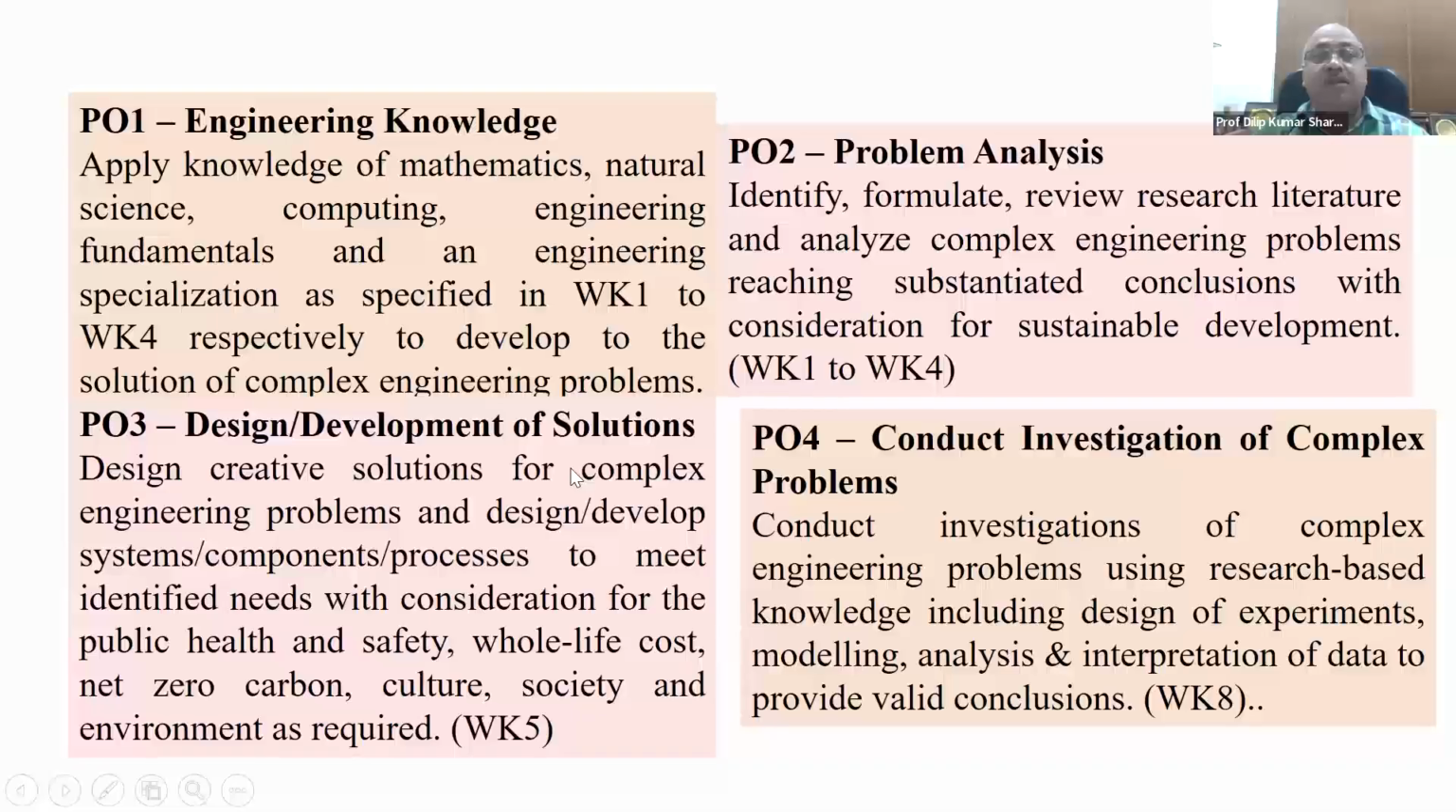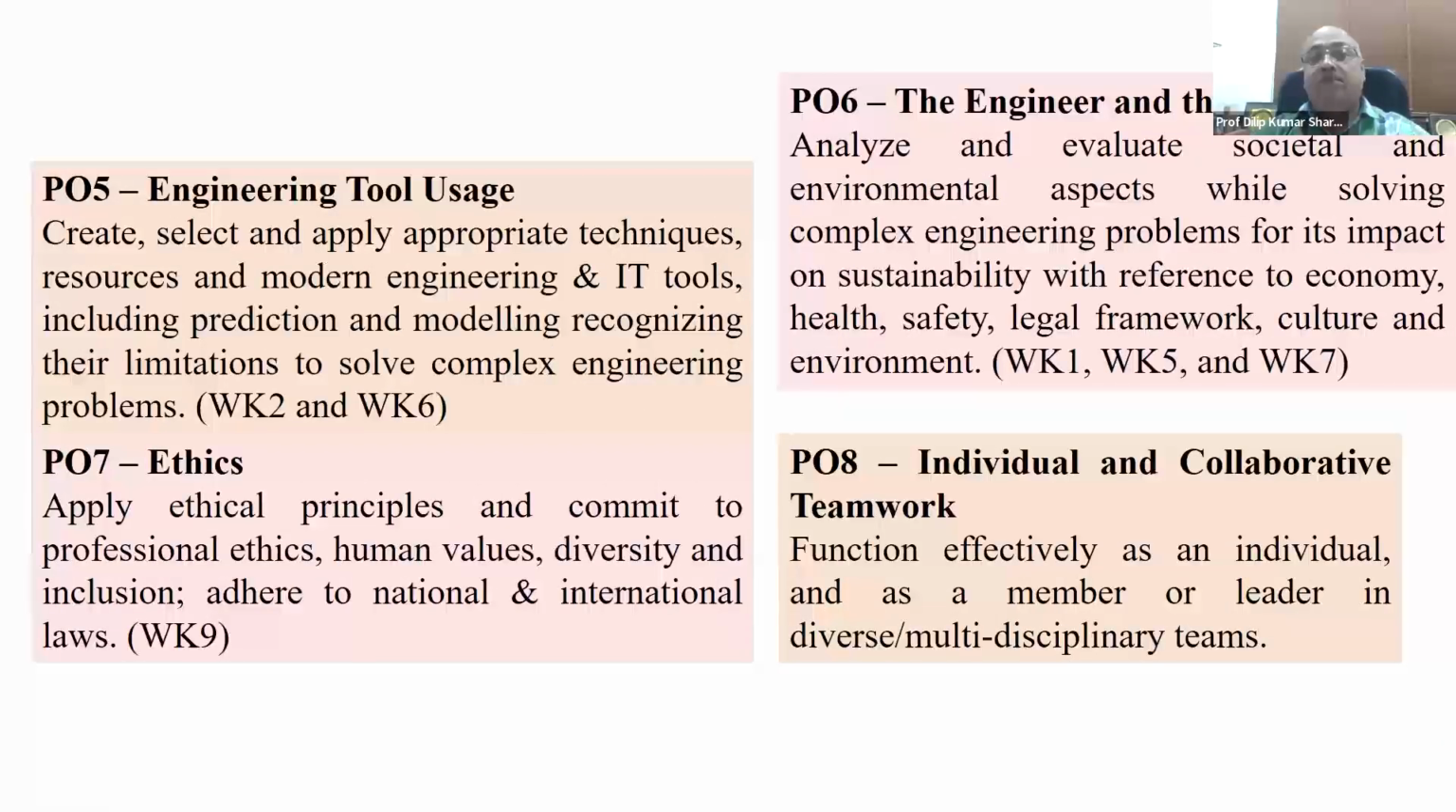A few I can read out. Program outcome 1, engineering knowledge: apply knowledge of mathematics, natural science, computer engineering fundamentals, and engineering specialization as specified in the knowledge and attitude profile 1 to 4. Then PO2 is problem analysis, like that. These are the same. I will not take much time. You all must have the picture. Graduate attributes 1 to 11, similarly PO1 to PO11. You can see.